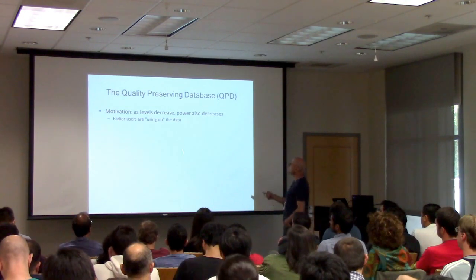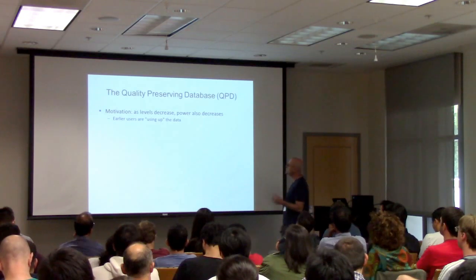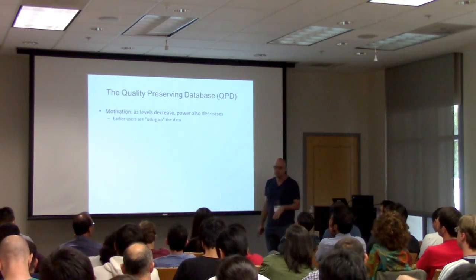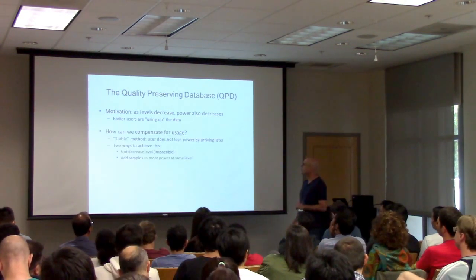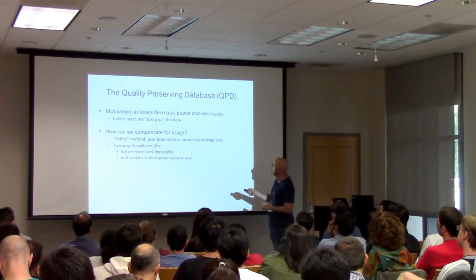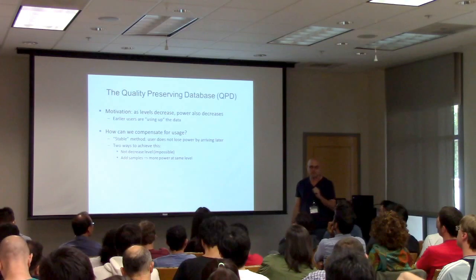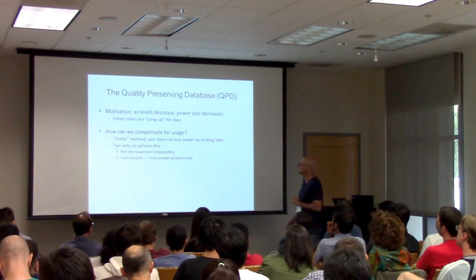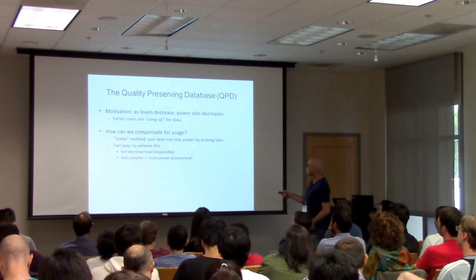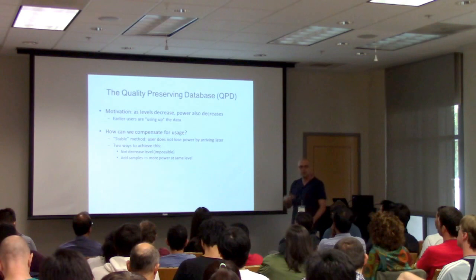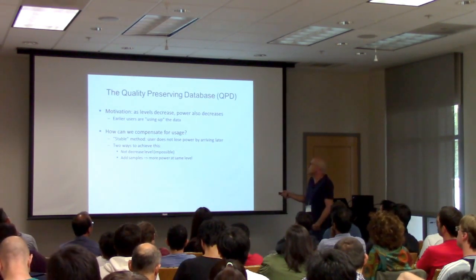As we said, as levels decrease, which they must if you want to maintain this invariant, the power also decreases. So in some sense, the earlier users are using up our data. Our goal is to amend this in such a way that the earlier users will not be using up the data and the later users can also enjoy this resource. Basically, we want the user to not lose power by arriving later while still controlling some measure of false discovery. And so there are two ways to not decrease power.